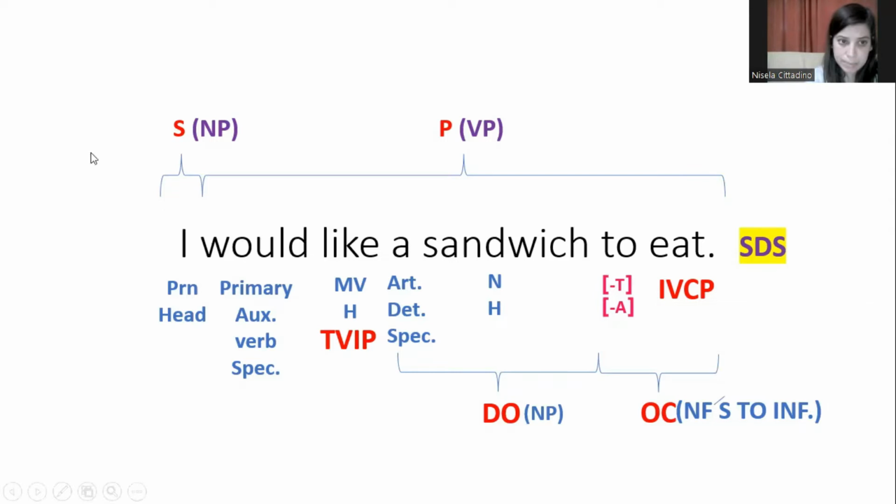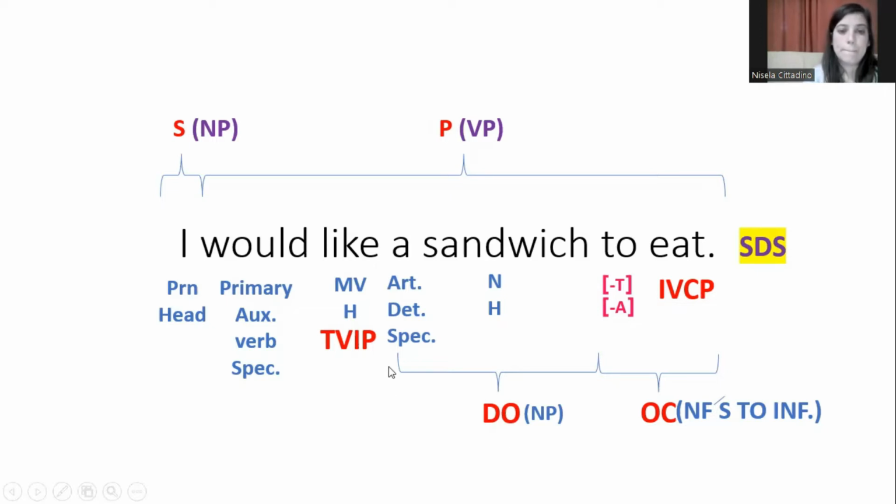I is the subject, yes. Would like a sandwich to eat is the predicate. Yes, I would like a sandwich to eat. I is the pronoun and the head of the noun phrase, and would is the primary auxiliary verb and the specifier of this verb phrase. Like is the main verb and the head of this verb phrase, and it is a transitive verb because it takes a direct object, of incomplete predication because it needs an objective complement.